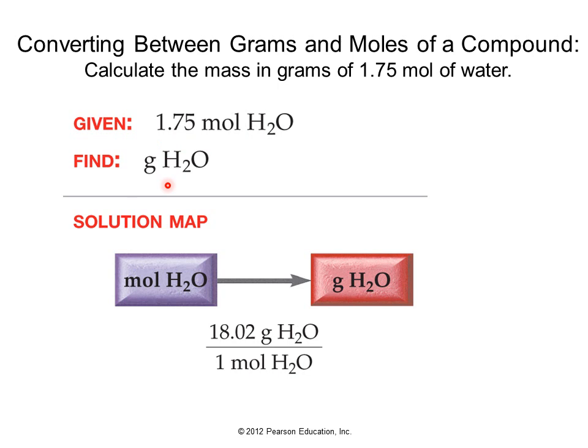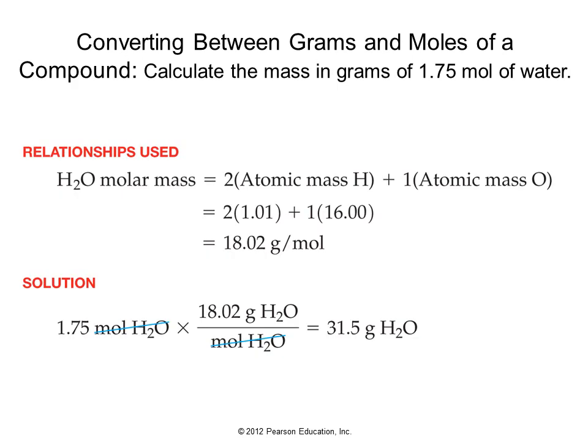Given and find. Our map is to begin with moles and end with grams, with 1 conversion unit, that of the molar mass. We already know that the molar mass of water is 18.02 grams, calculated from the formula. And so this will convert us to the grams of water. Here it's shown to you: twice the atomic mass of hydrogen, 2 times 1.01, and once the atomic mass of oxygen, giving 18.02.